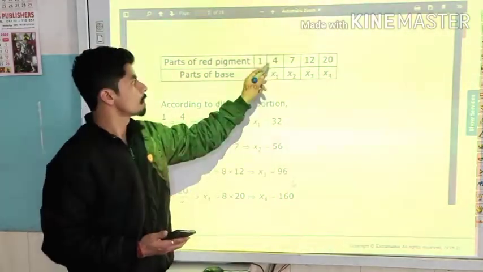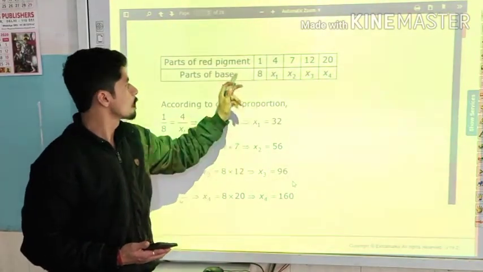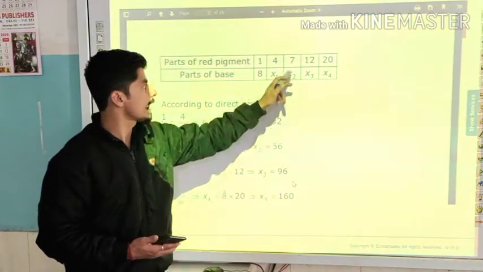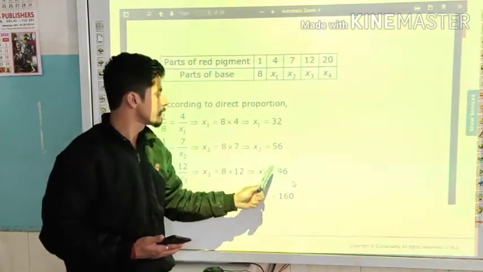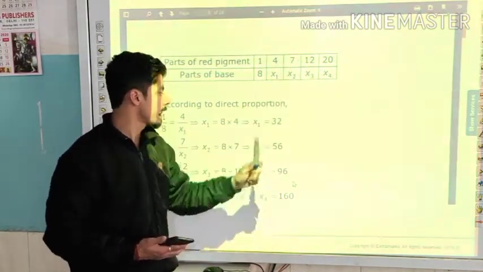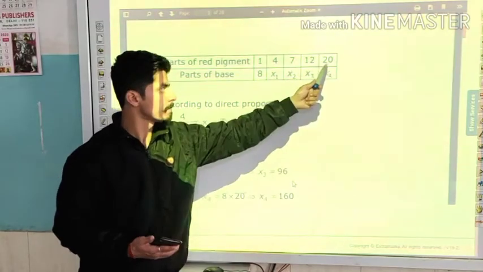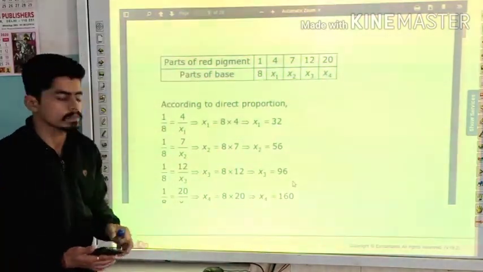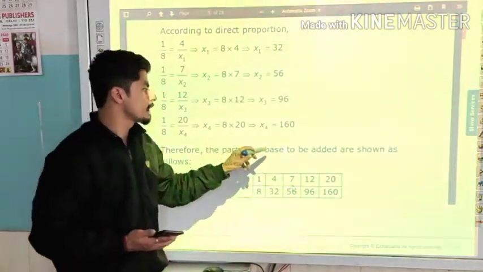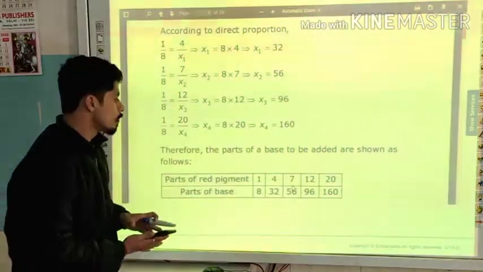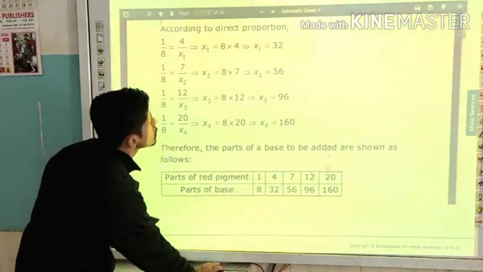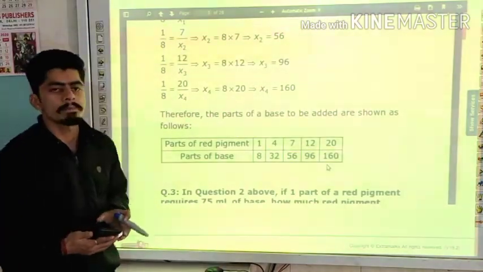So if we are adding 4 parts of red pigment, we have to add 32 parts of base, and so on. If we add 7 parts of red pigment, then we have to add 56 parts of base; for 12 parts of red, 96 parts of base; and for 20 parts of red pigment, 160 parts of base. Therefore the parts of base to be added are as shown in the following. We fill in the data here, and this is the solution of question number 2.